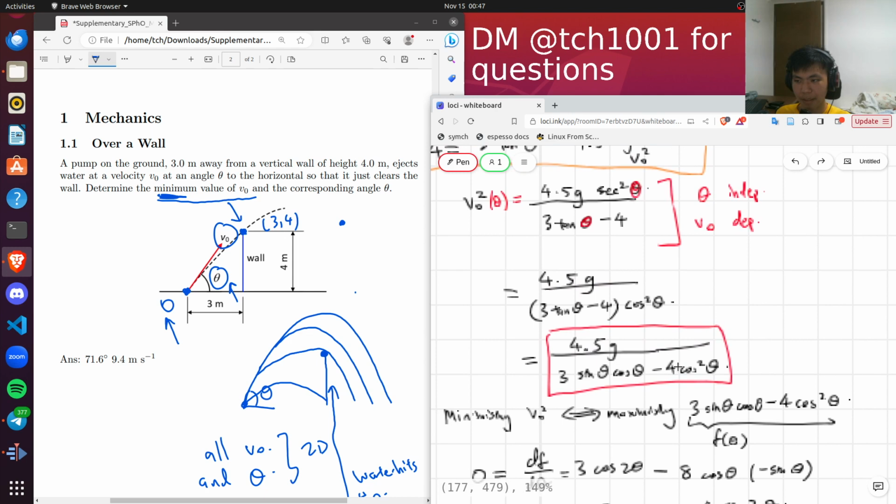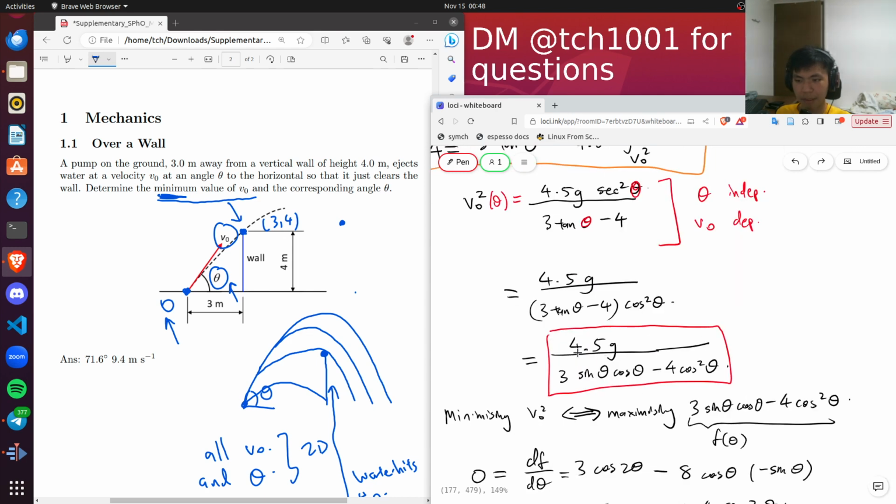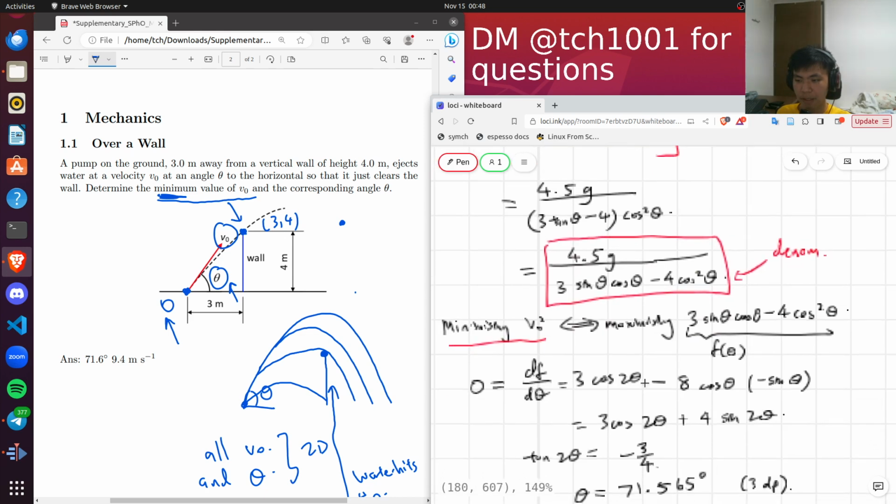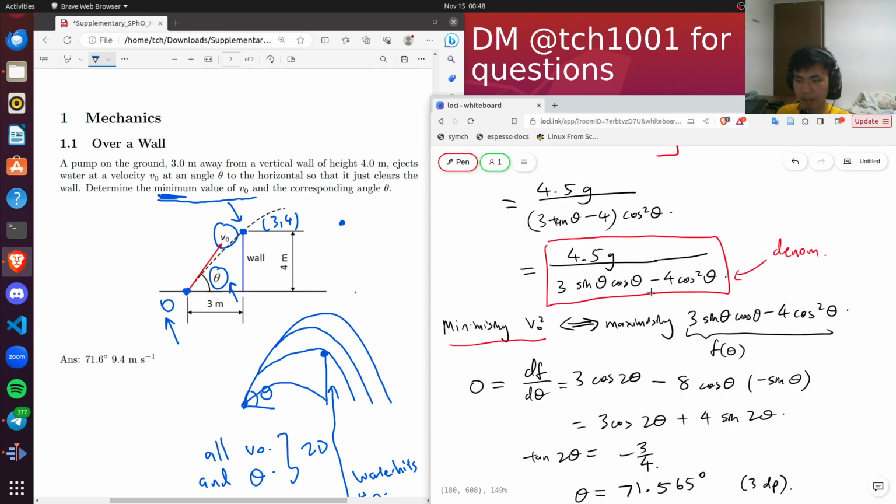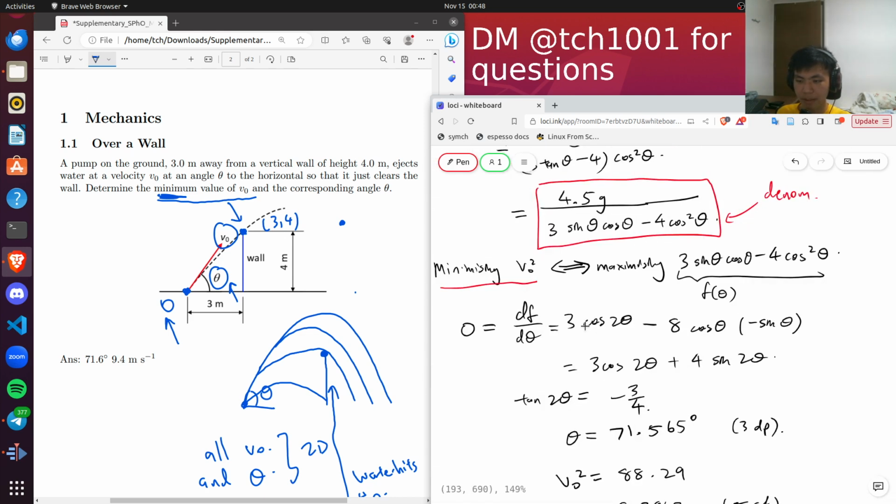But I can make some observations first, because if I try to minimize this directly, it'll be quite monstrous, taking the derivative of such a huge function. In physics, we can make the observation that minimizing v naught squared corresponds to maximizing the denominator. So I want to find the angle that maximizes the denominator. To do so, I take the first derivative.